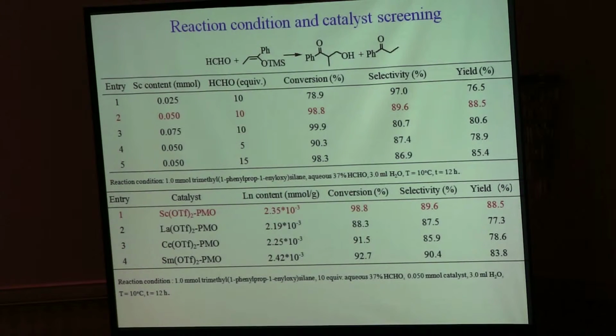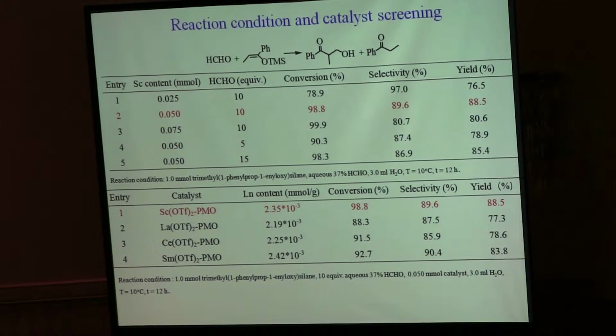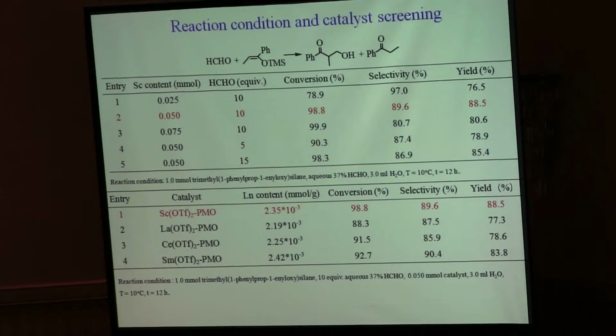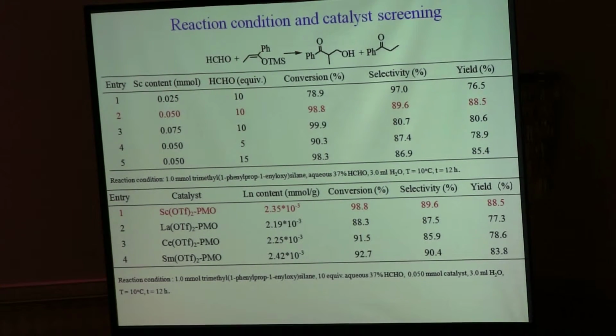After that, we chose the Mukaiyama-aldol reaction. It's an important carbon-carbon bond formation reaction, and particularly we choose formaldehyde as a reactant. We use formaldehyde aqueous solution, we don't use the gas, since this is much cheaper and also very easy to prepare.